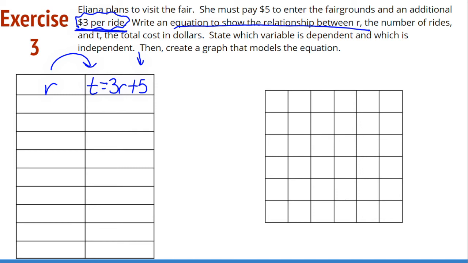Well, I'm going to start with 0 rides, and if she doesn't ride any rides, if all she does is just go to the fair to look at the exhibits, she's going to pay $5.